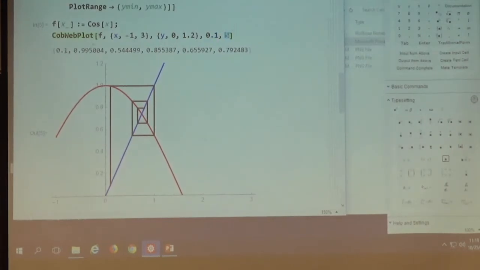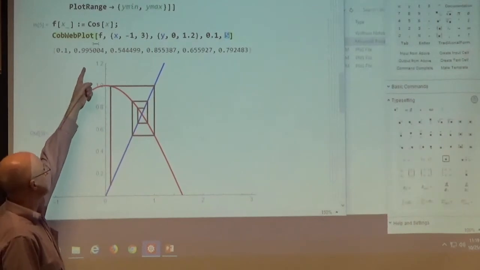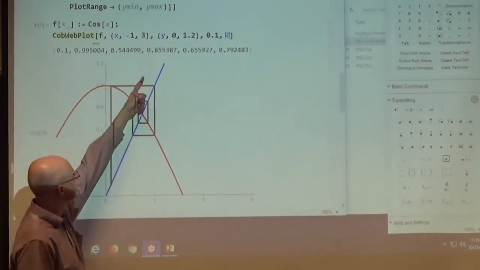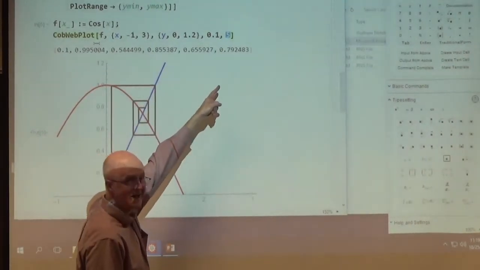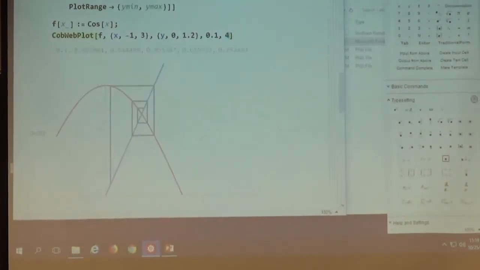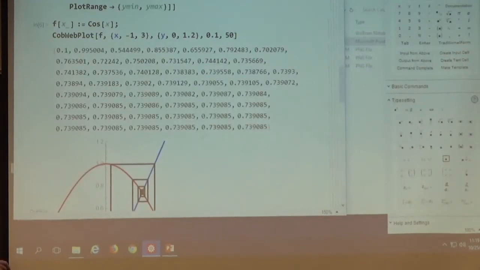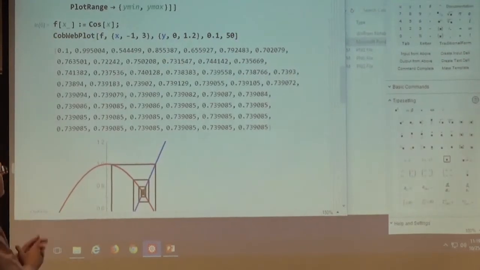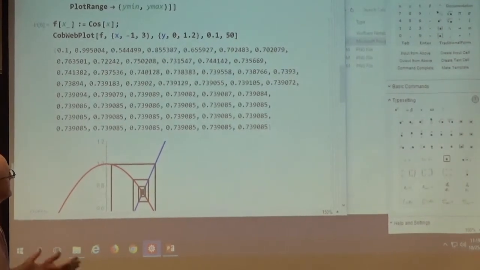Start at 0.1. You can see the numbers here. The next value, x1, is 0.995. Then x2 is this. Then x3 is this. Then x4 is that. Then x5 is that. 5 iterations. I could have done more. I could have done 50 iterations. Don't do that with the Newton plot because, again, it stalls. But with this cobweb plot, it can definitely be done.